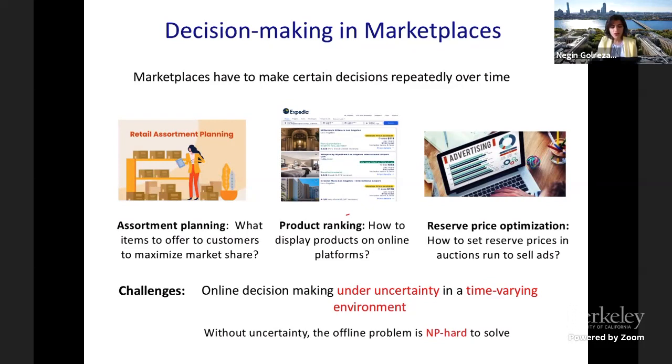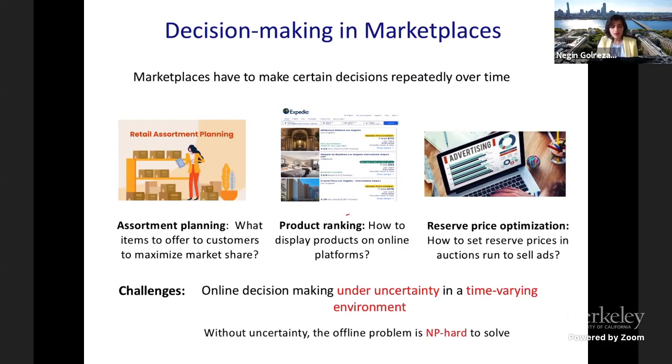The first challenge is that in these decision-making processes, we have a lot of uncertainties. Think about assortment planning. As a retailer, I don't know the customer's demand in advance. For product ranking, I don't know how patient the customers are going to be and how many products they end up looking at to make a purchase. And for reserve price optimization, I don't know the advertiser's willingness to pay.